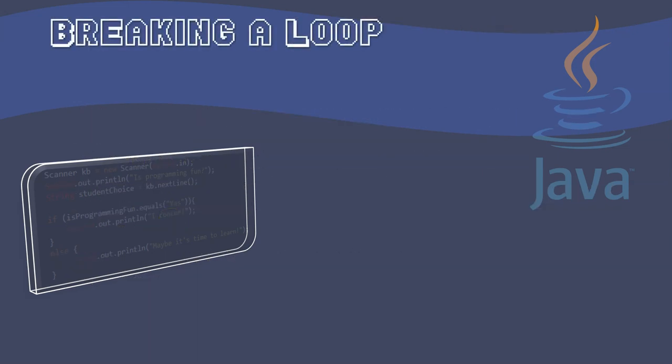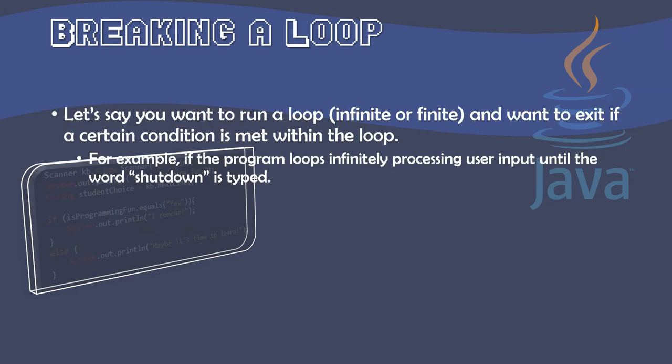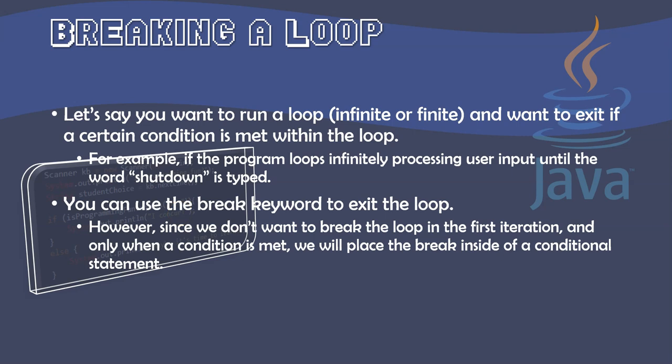Now, if we need to break out of a loop for any reason, and I've already talked about this a little bit. If we have, for example, that infinite loop again, we have our game, it's running infinitely, or maybe it's just a finite loop, and we want it to run for 100 iterations, but if a certain value is found, we want to get out of that loop early. So, for example, let's say we have an infinite loop, and it's just going to keep processing user input until the word shutdown has been typed. Well, we can use the break keyword in order to exit that loop. However, since we don't want to break that loop in the first iteration and only when a condition has been met, we're going to place that break inside of a conditional statement.